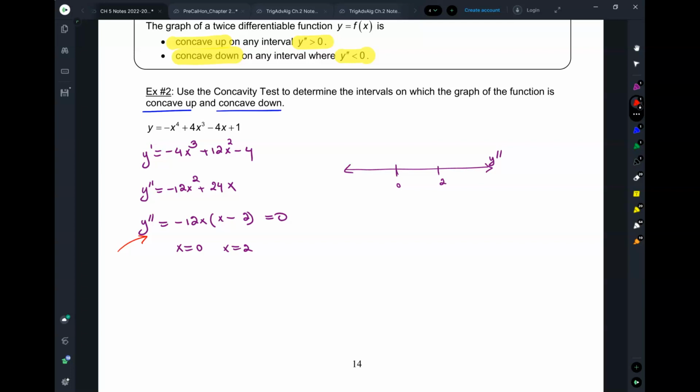Okay, so now plug in something from this region into here, and you get negative. If we plug in a 1, we get positive, or if we plug in a 10, we get negative. So we did the same exact thing, but now it's for y double prime. Whenever it's negative, we say it's concave down: concave down, concave up, concave down.